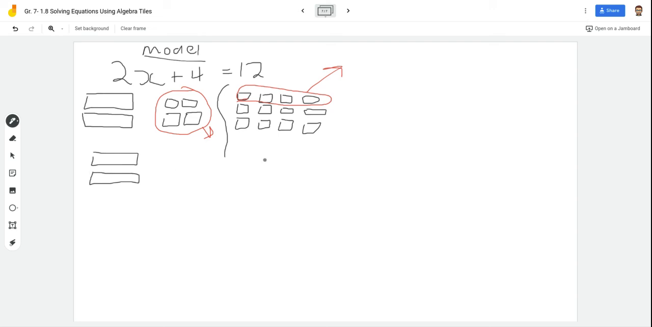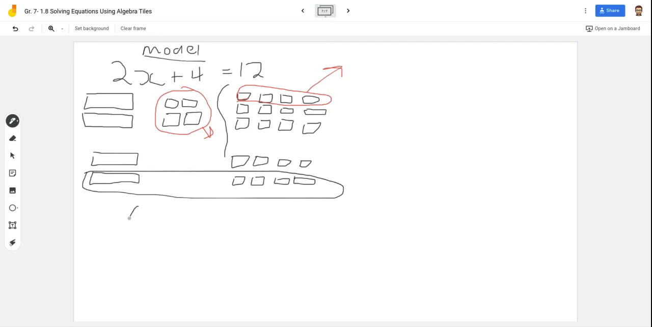And on this side of the squiggly line, I would regroup these into 2 equal groups. So it would be 1, 2, 3, 4. So I have 8. Easy to regroup these things already. So this X tile equals 4. This one equals 4. Like that. And then one group, X equals 4.